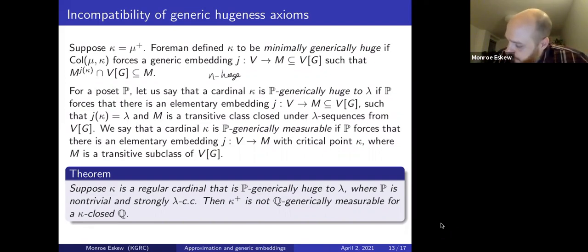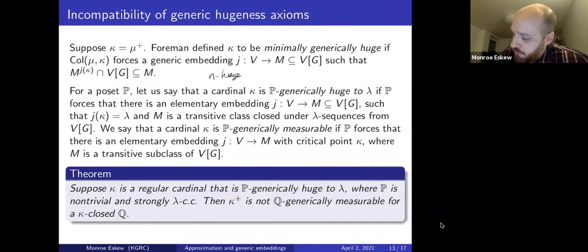Okay, so the theorem is, suppose kappa is a regular cardinal that's P-generically huge to lambda, and P is non-trivial and strongly lambda-c.c. Then kappa plus is not Q-generically measurable for a kappa-closed Q. So again, the closure would come from that, like setting the collapse being Col(kappa, kappa plus), next step above.